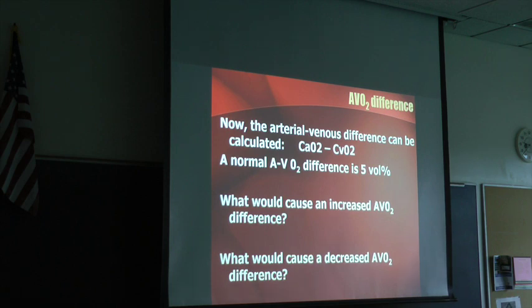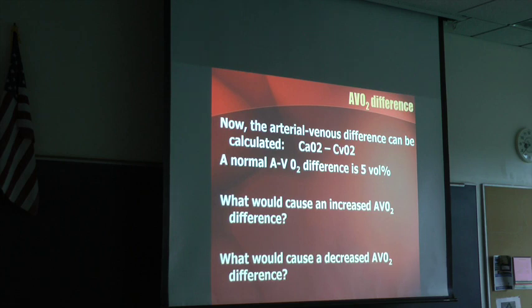So we want to talk about why that would change. What would cause an increased AVO2 difference? In other words, you would have an arterial O2 content of 20 volumes percent, but maybe only 12 volumes percent in the venous blood. So that's a lot more extraction of oxygen. Why would that happen? This is what I want you to write.